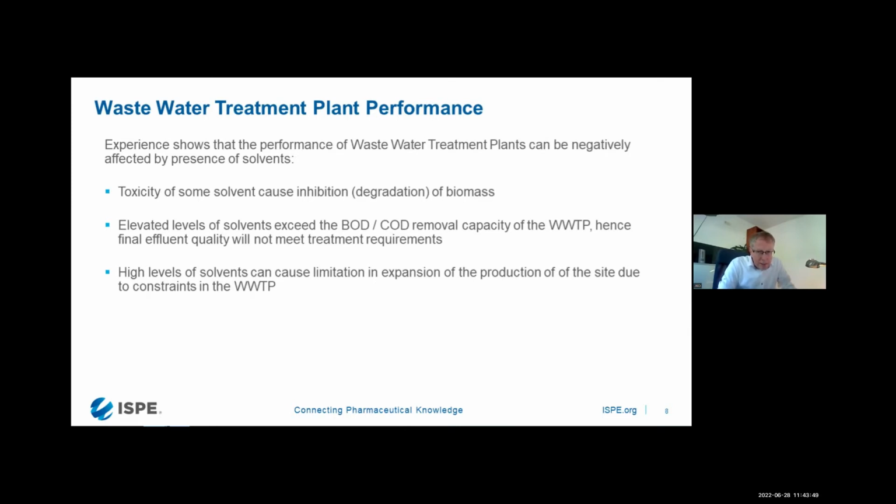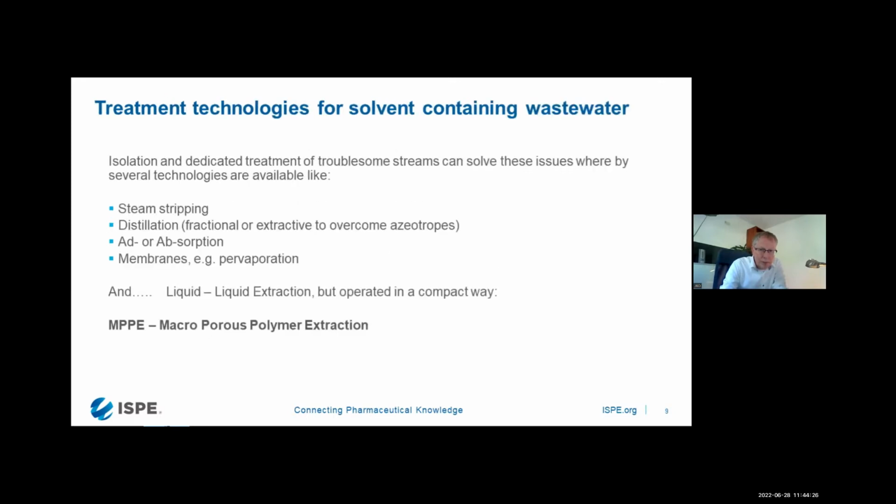It can be that elevated levels of solvents exceed the BOD removal capacity, and that the final effluent quality simply will not be met. In those cases where you have a solvent that is not or hardly biodegradable, it will flush through the system as it is. And the high levels of solvents can cause limitation in the expansion of the production of the site due to constraints in the water treatment plant. So these are problems we quite often encounter in our review of various plants.